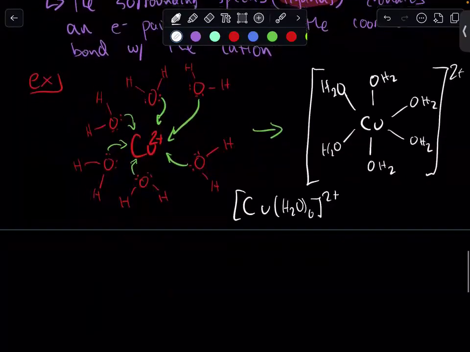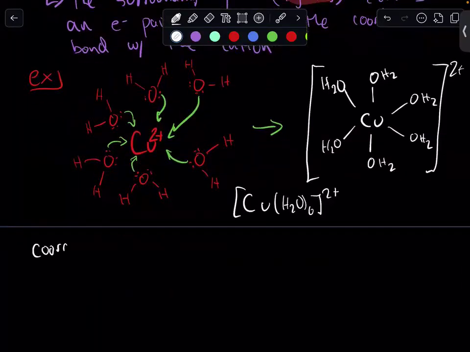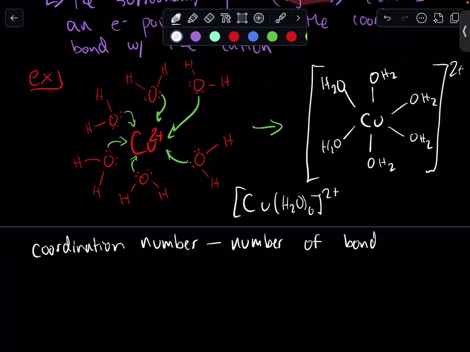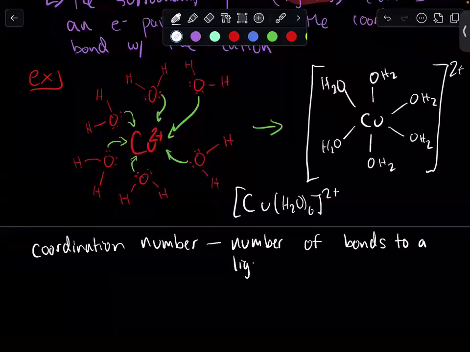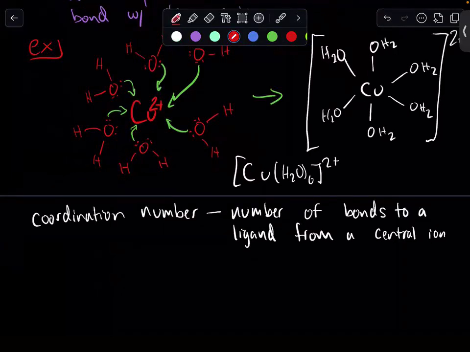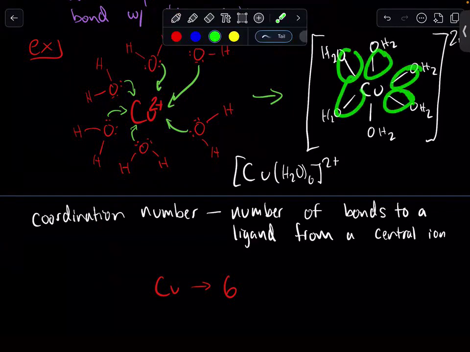A couple other niche things about this is we have something called the coordination number. Coordination number. And that's just a number of ligands bonded to a central atom, or more specifically, it's a number of bonds to a ligand from a central ion. So we talk about the coordination number of copper, not water in this example. So in that example, Cu has a coordination number of 6 because it has 1, 2, 3, 4, 5, 6 bonds.